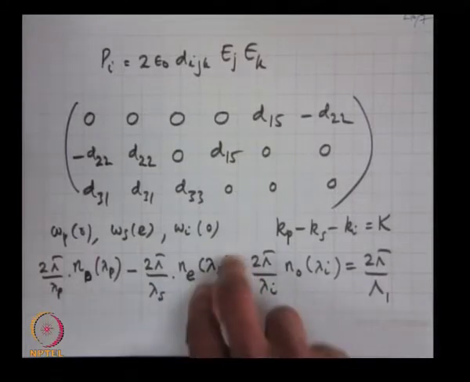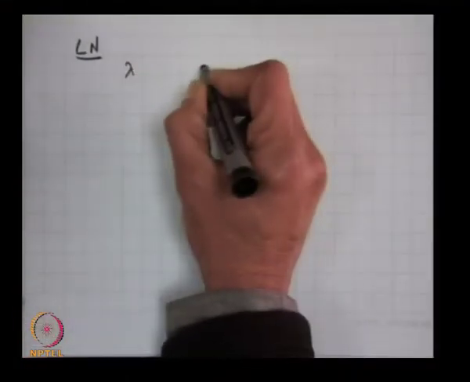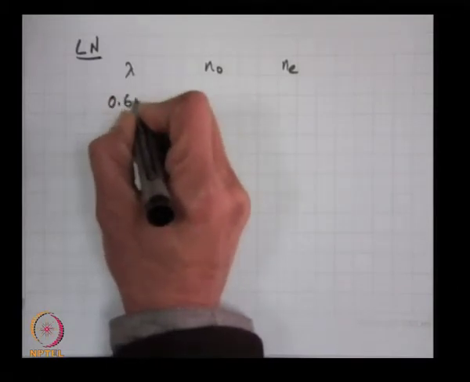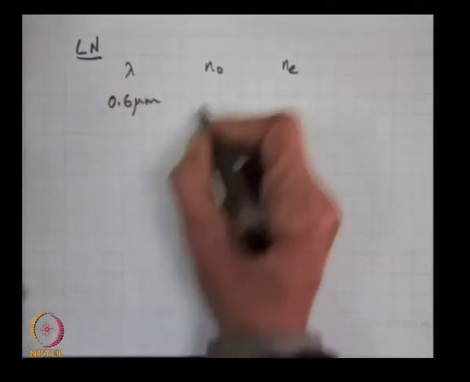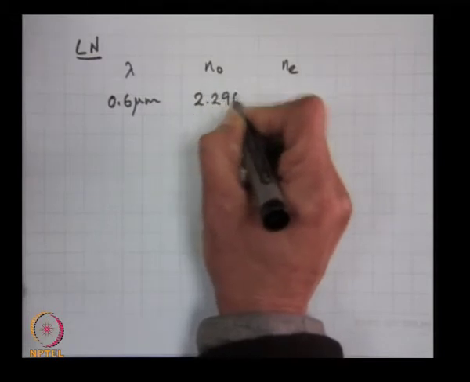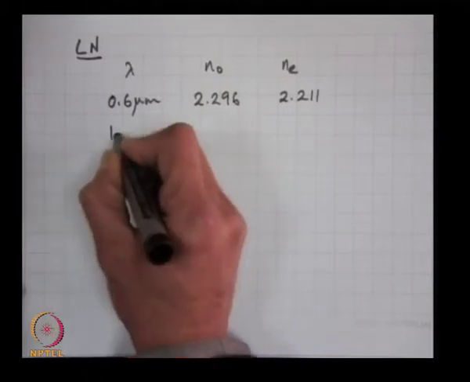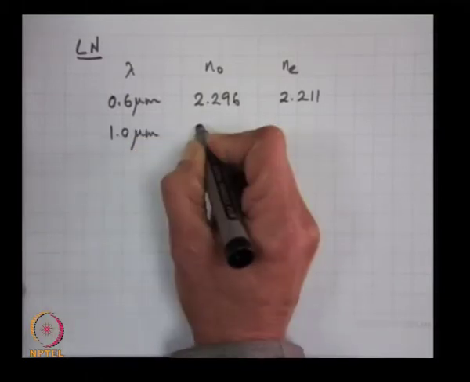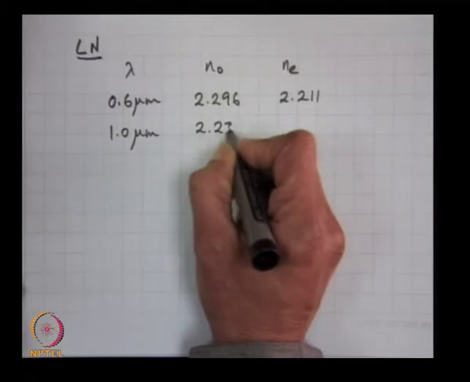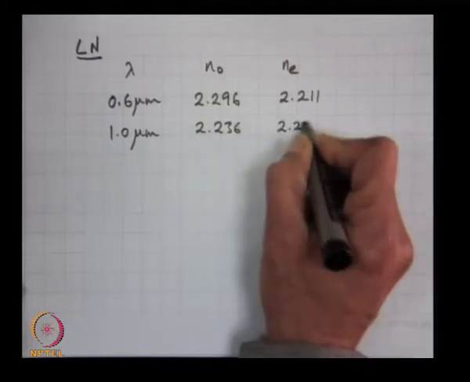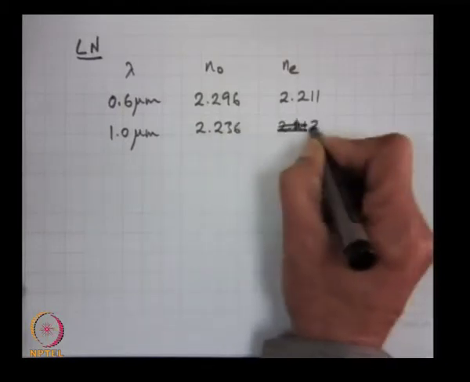So as an example, let me go back to lithium niobate, and let me look at these following wavelengths, lambda, NO, NE. Let me take a 0.6 micron wavelength. The ordinary index is 2.296, and extraordinary index is 2.211. At 1 micron wavelength, the ordinary index is 2.236, and extraordinary index is 2.160.